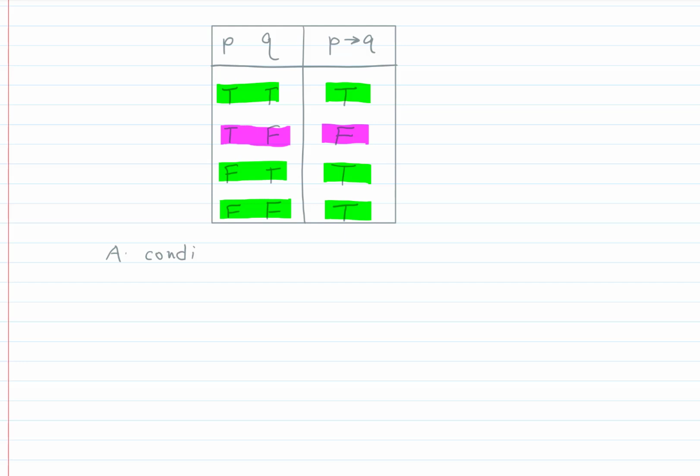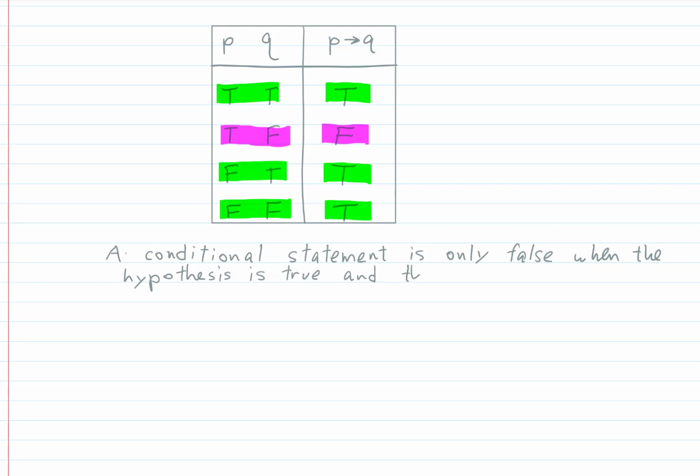A conditional statement is only false when the hypothesis is true and the conclusion is false. In all other cases, the conditional statement is true. And you guys have to know that, okay?